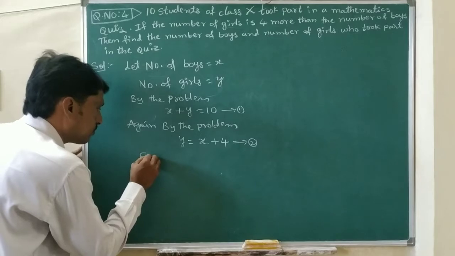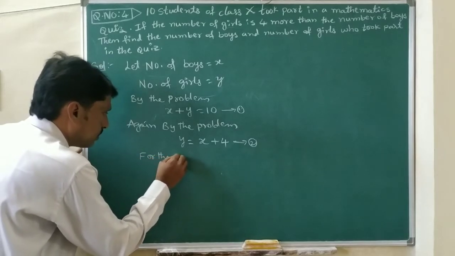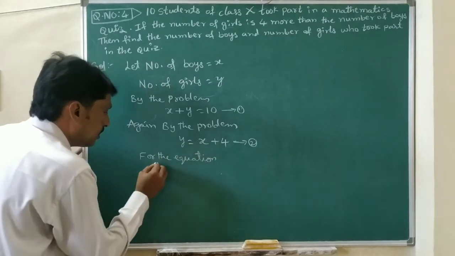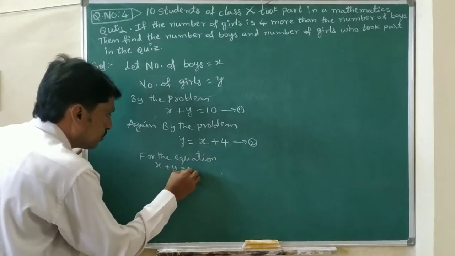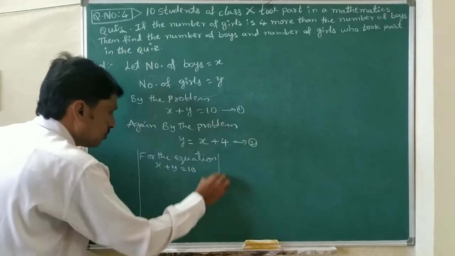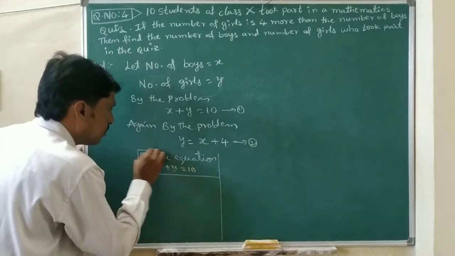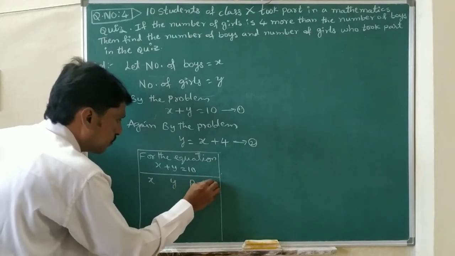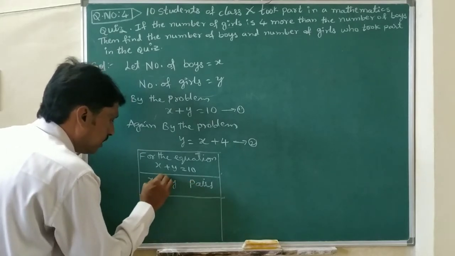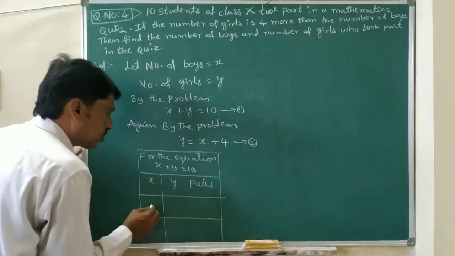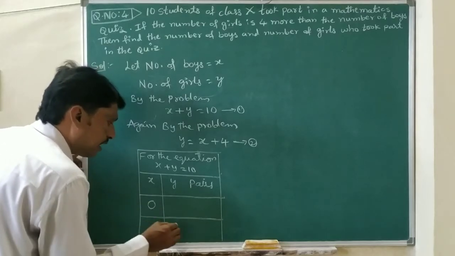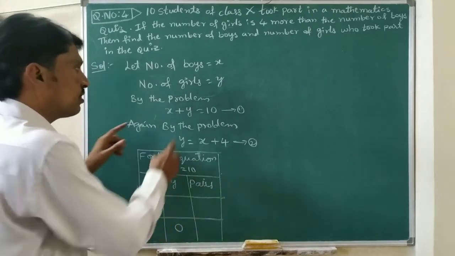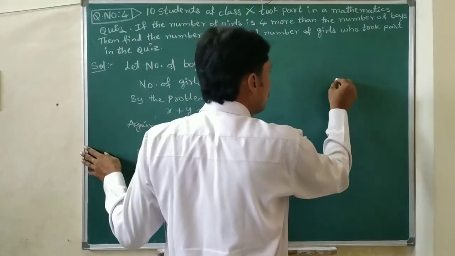First equation you can take. For the equation, that is x plus y equal to 10. So in that we need to assume x values and y values and get pairs. So here we are taking x value as 0, and next, in the y value also I am taking 0. Now this equation you can take outside. This is the rough work.